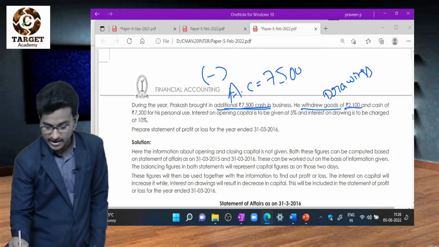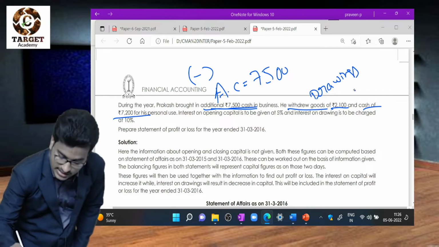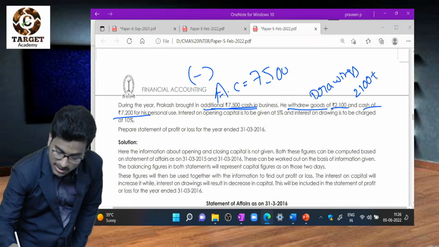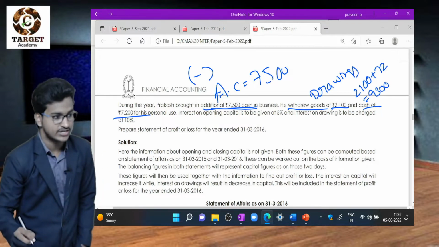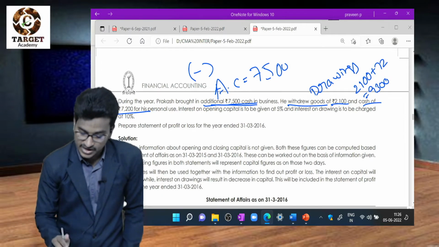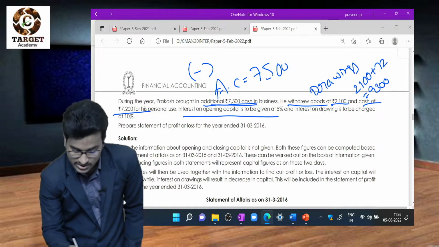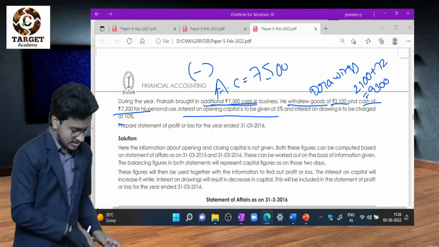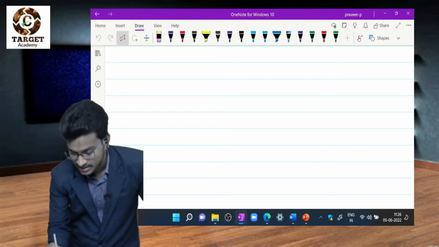Same time, and cash of 7,200. Then this is also drawings. And how much total drawings? 2,100 plus 7,200. Total drawings is 9,300. Correct? Interest on capital, important one, 5%, and interest on drawings 10%. Okay. Simply let us go through step-wise.